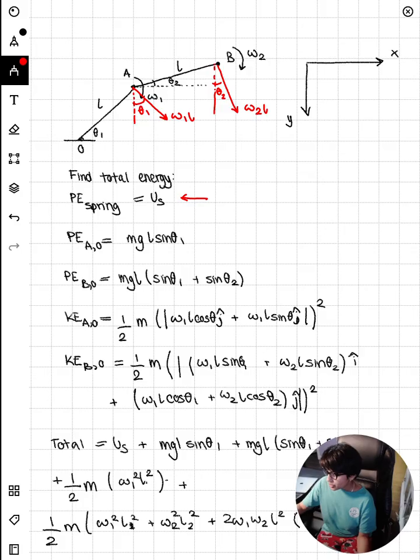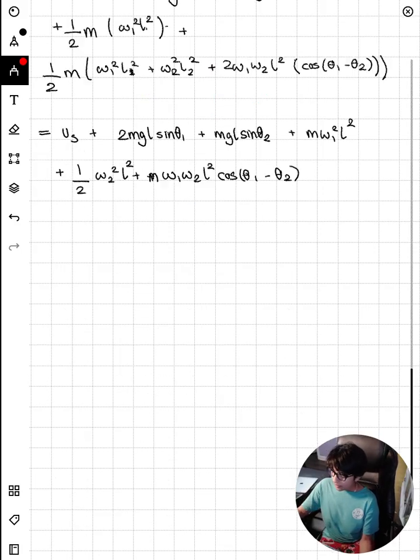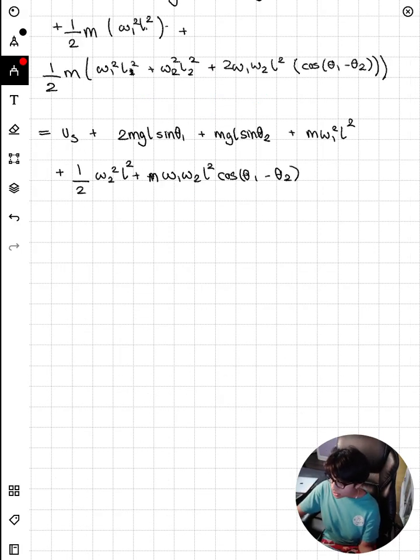The total amount of energy just consists of the sum of these 5 components, which if you add them up, expand the expressions, and do some trigonometric substitution, you will end up getting U_S plus 2mgL sin θ1 plus mgL sin θ2 plus mω1²L² plus half mω2²L² plus mω1ω2L² times cos(θ1 minus θ2), hence giving us the solution to this problem.